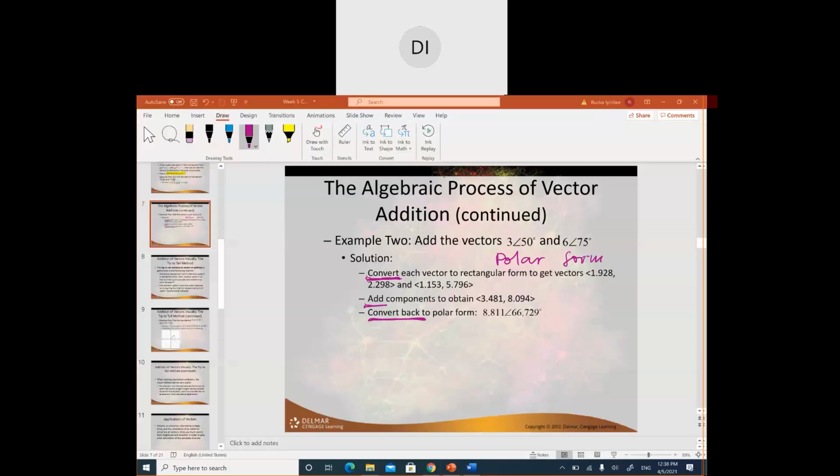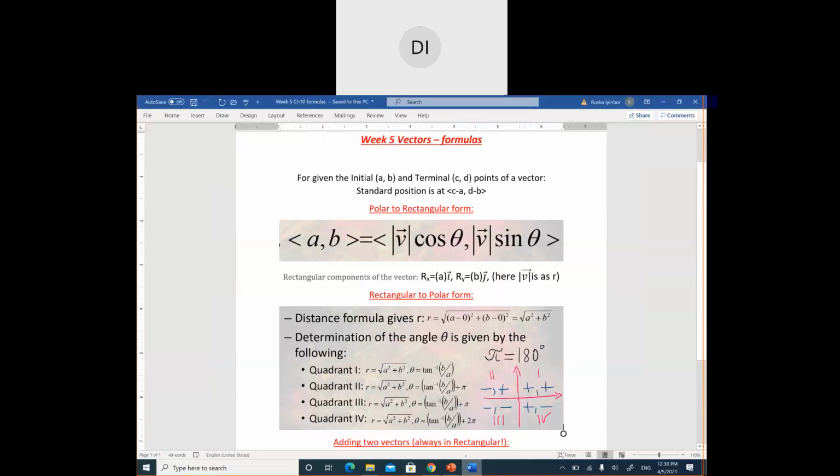Okay, so technically what you have is two vectors in polar. You're going to change them to rectangular, add them, x component with the x component, y component with the y component, and then convert it back to polar.